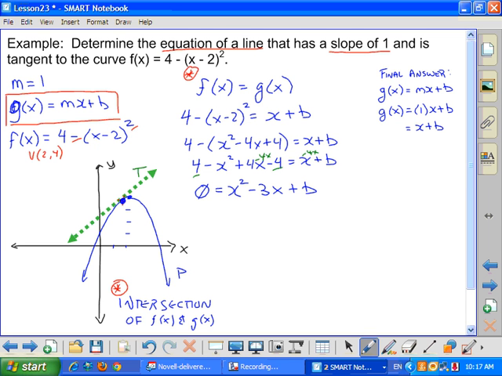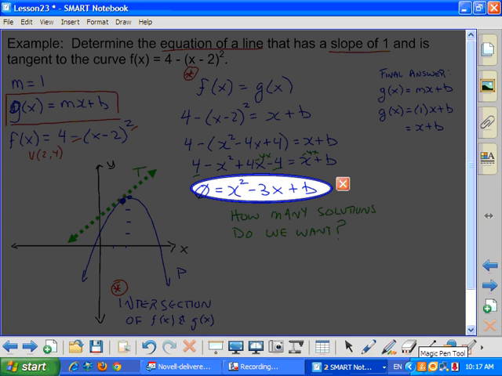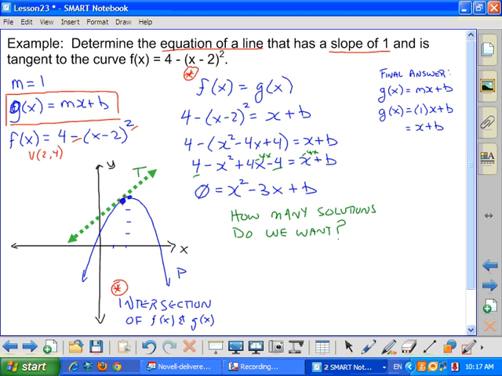All right. So how many answers do we want? How many solutions? Because what do we have in front of us? We have a quadratic equation here. And we know that for a quadratic equation, it can produce no answers, it can produce one answer, it can produce two answers. For this particular question, we only want one answer because it only touches at one point. So we want one answer.